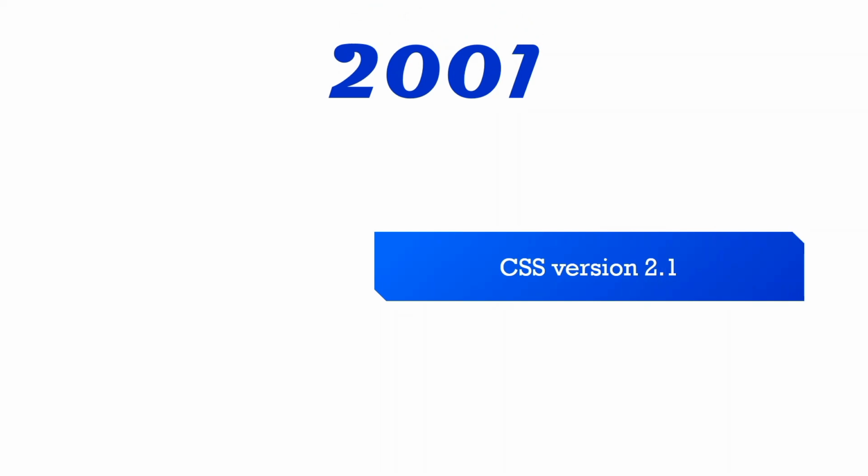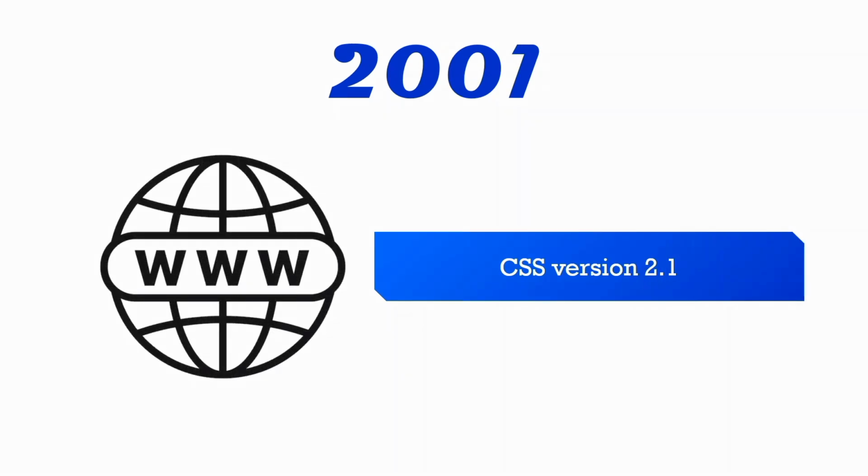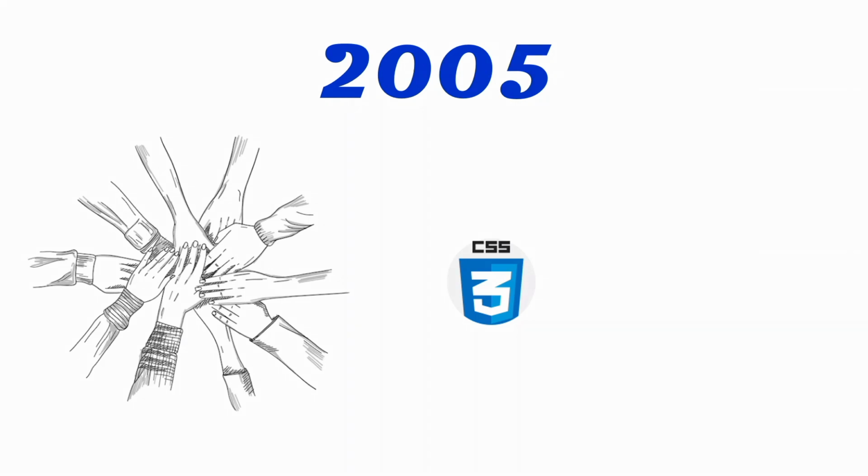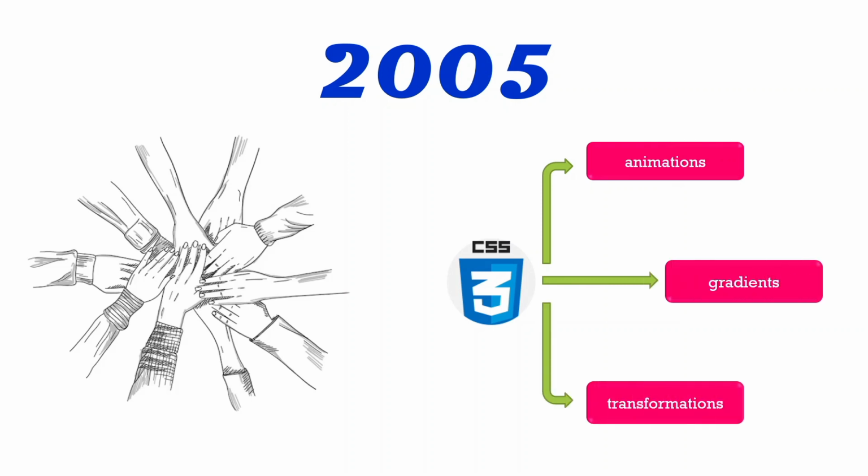In 2001, the W3C released CSS Level 2.1, which was a revised version of CSS Level 2 with bug fixes and clarifications. In 2005, the CSS3 working group was formed, which began work on a new version of CSS that included many new features such as animations, gradients, and transformations.